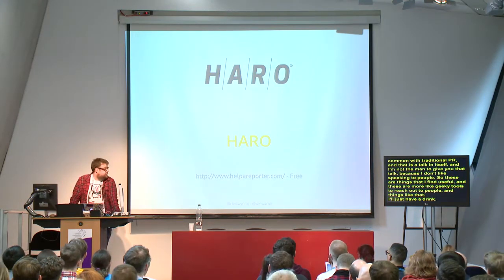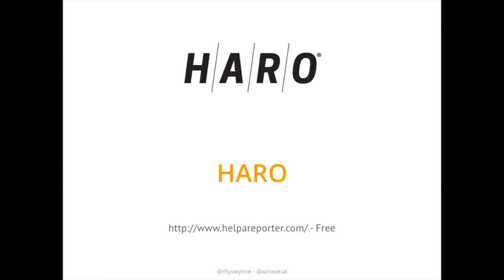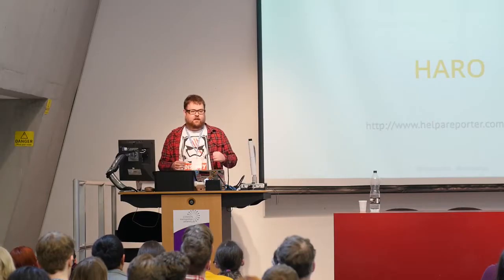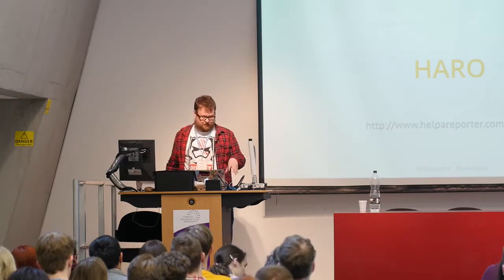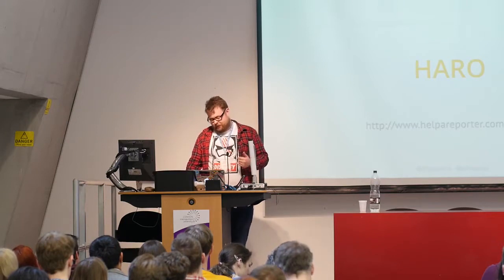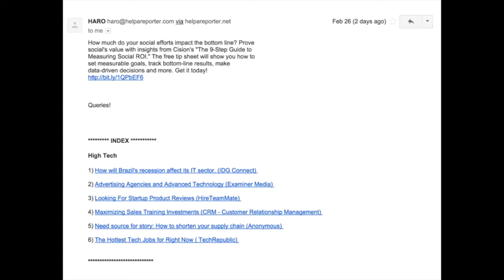Okay, the first one is a tool called HARO, which stands for Help a Reporter Out. And it's free. So what you do is you sign up on this site and you choose your areas of interest. And they're things like business, tech, environment, sport, things like that. It also separates by location. So there's a UK list, I think there's a European list, and an Australian list or something like that. And then 3 times a day, every single weekday, you will generally get an email that looks something like this. And it's basically reporters asking for help on various things.